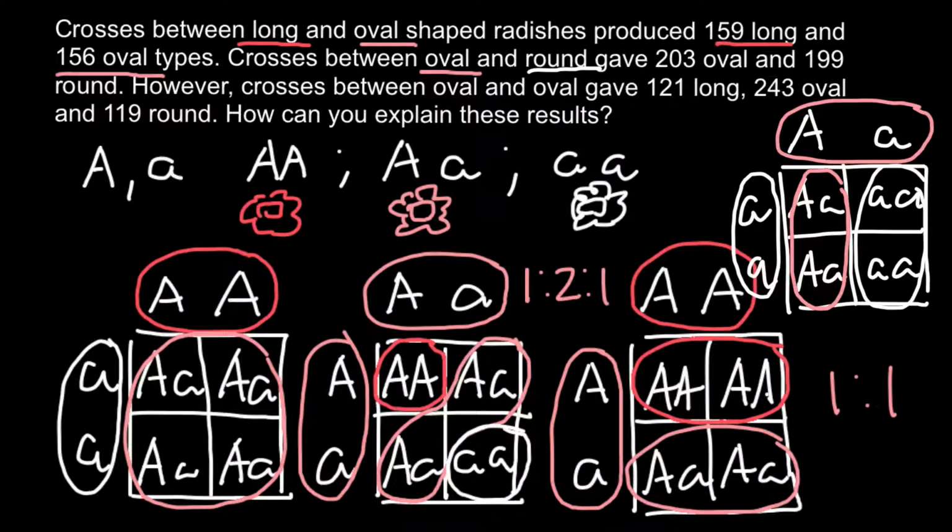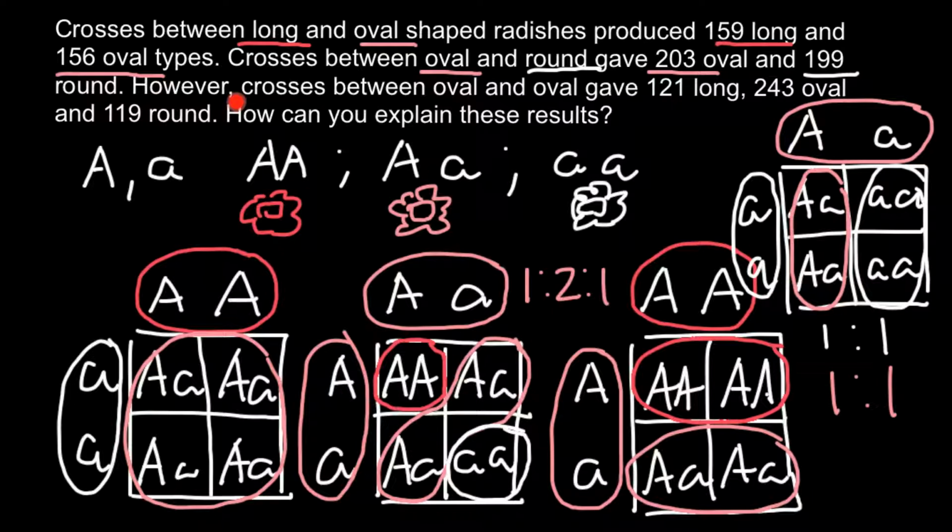And here we also have the same example, a 1-to-1 ratio. About 50% are pink and about 50% are white. So the same 1-to-1 ratio here.